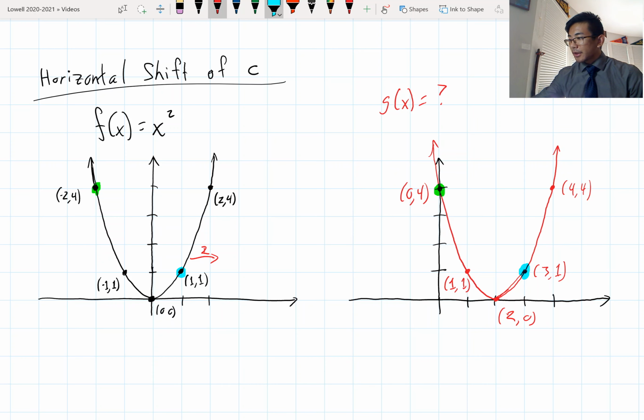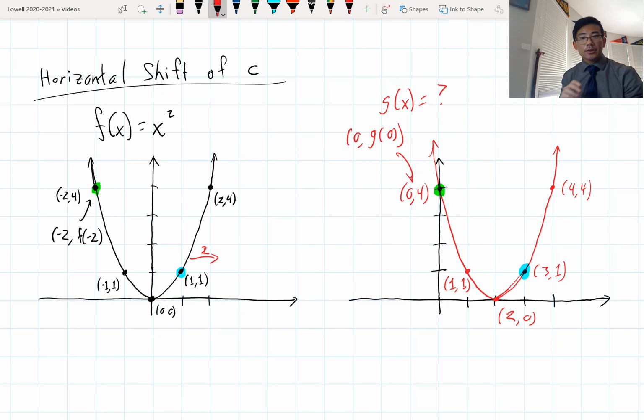So I do know that this point right here, and again I'm going to label it, this green point on the black graph is -2, comma f of -2. And over here on the red one, I know that this point is 0, g of 0.